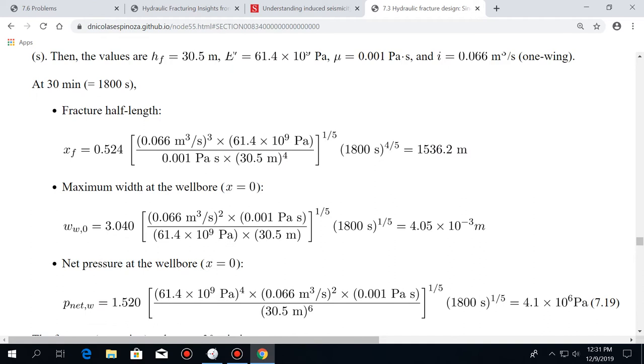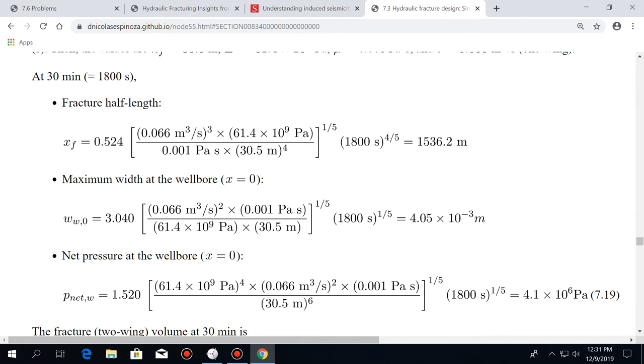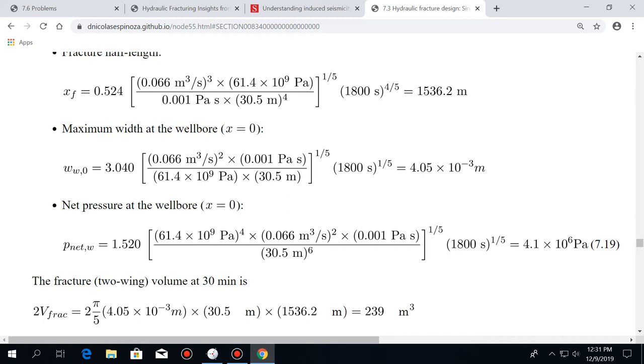For this one, again, don't try to convert all the units during the exam, okay? I'll try to be as nice as I can with the units, but there are some units that you should know how to convert from field units to SI units. And with these PKN equations, you're going to have to convert all of those to SI units, and then you can convert them back to field units. So remember the units. And after you get that, you can also get the volume of the fracture.